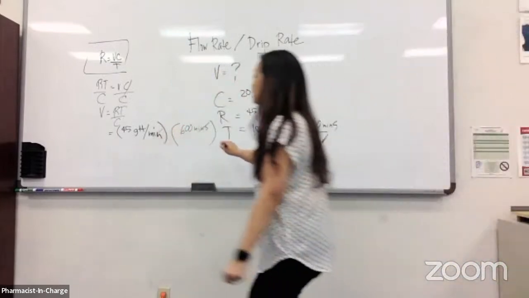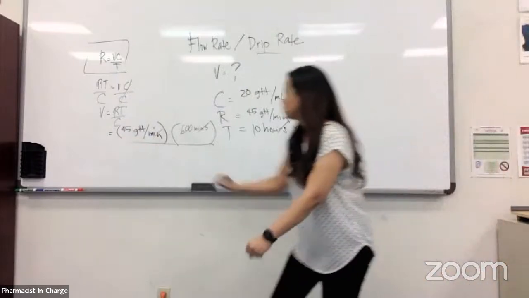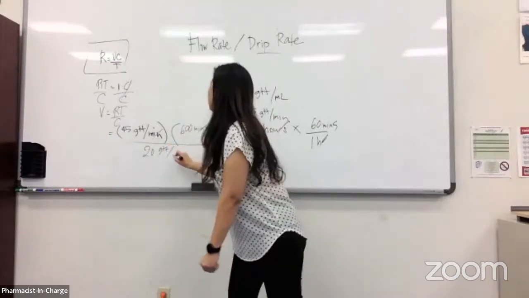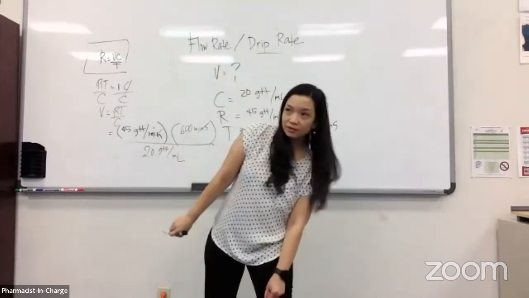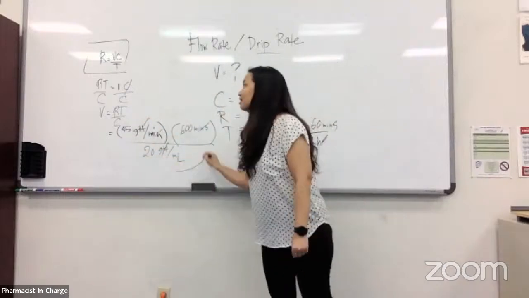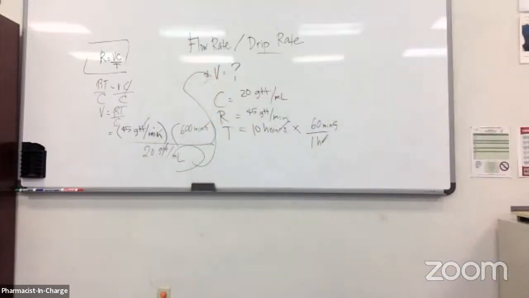Now I know that I can cancel the minutes, right? But I still have a denominator to use. What's the C? 20 drops per milliliter. Can I cancel something? What was I left with? Milliliters. Can I answer the problem?